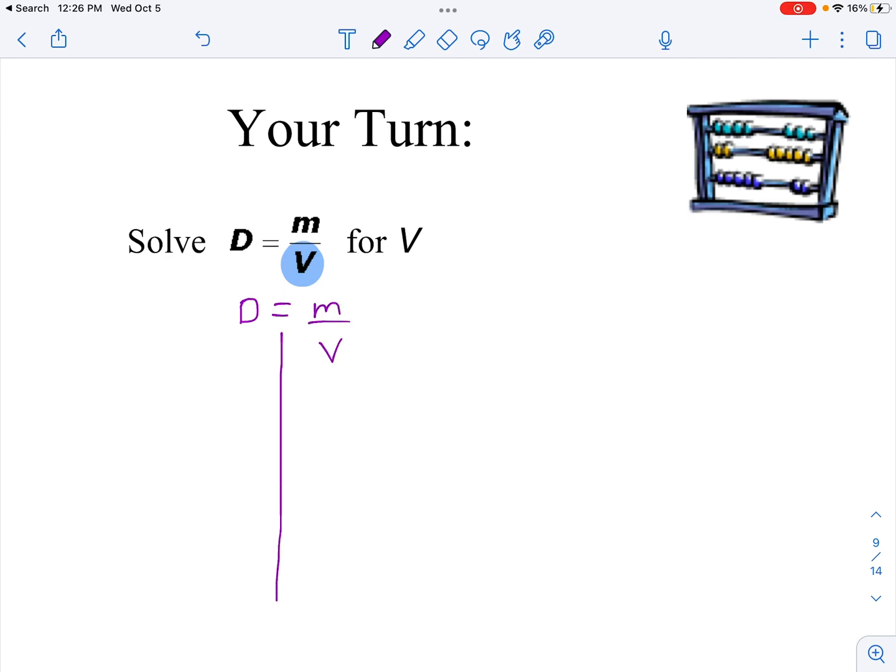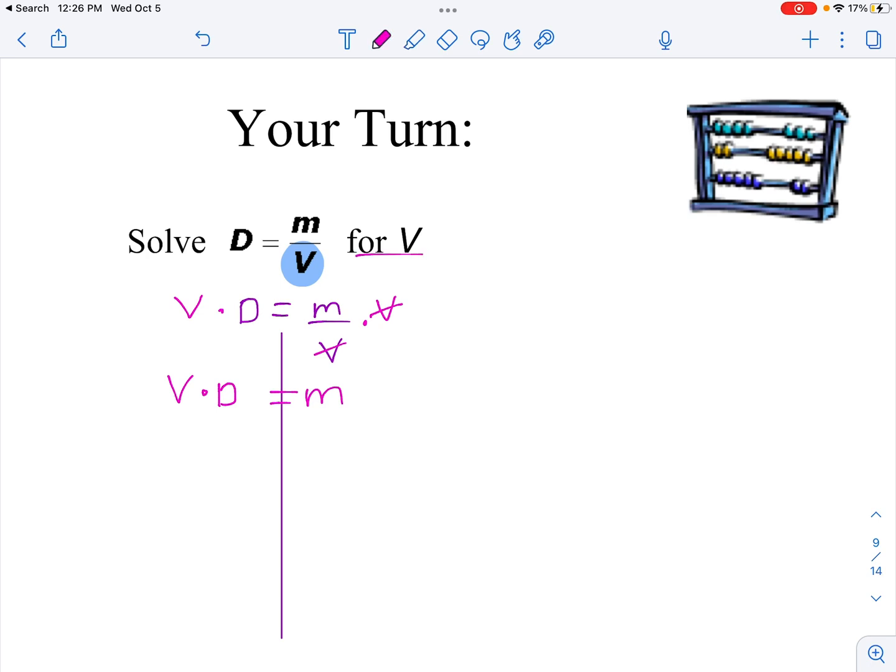I'm going to draw my line to separate the right and left side of the equation, and then I'm going to start solving. So remember, whatever's in your denominator, you can move it to the other side of the equation by multiplying it. So that's what I'm going to do first. I'm going to multiply V on both sides. V cancels. On the left, I have V times D is equal to M.